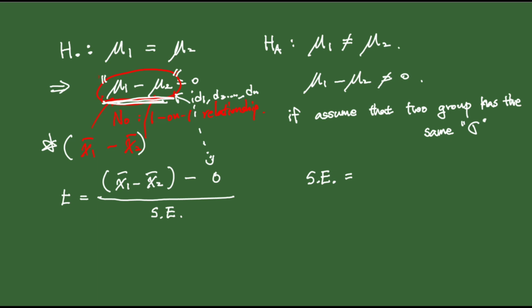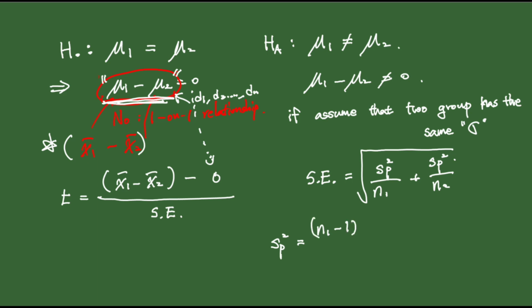So, SP square divided by N1 plus N2, SP square, and then square root of N. And this SP square can be calculated by N1 minus 1 multiplied by S1 square plus N2 minus 1 multiplied by S2 square, divided by N1 plus N2 minus 2.